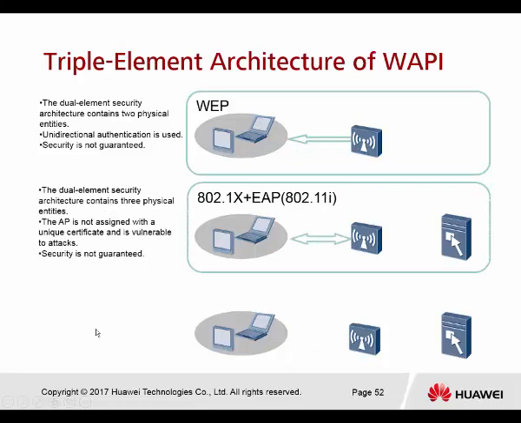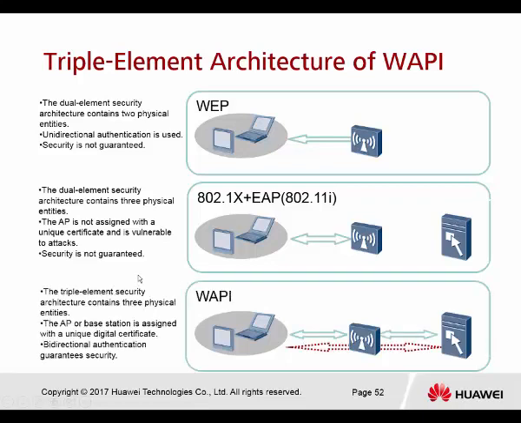Then the next one is 802.1x EAP. This one is also a triple-element security architecture, containing three physical entities: the supplicant, the authenticator, and the authentication server. The AP is not assigned a unique certificate and is vulnerable to attack. So that means this one is still very dangerous for 802.1x, because the authentication is based on the server and the client side. The AP here basically doesn't do anything. It's just like a hub.